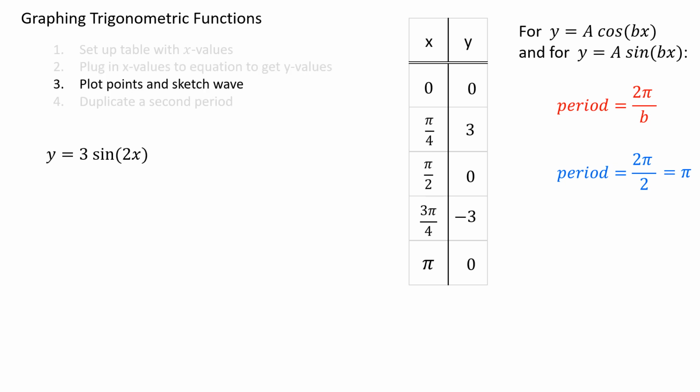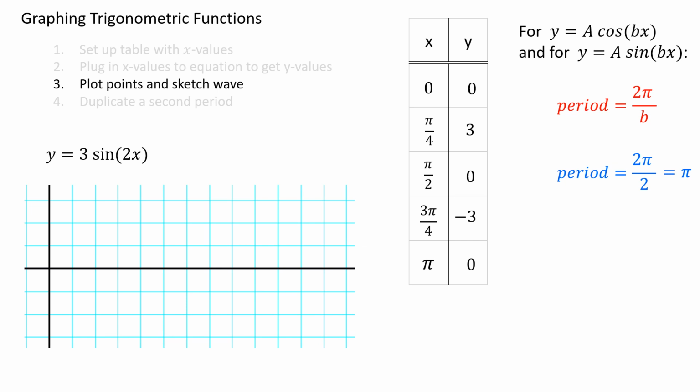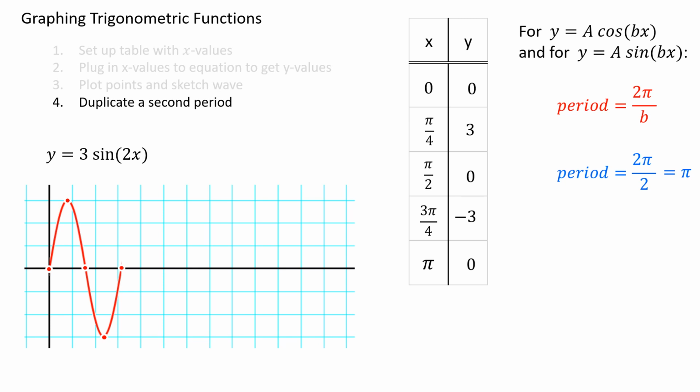Step 3, plot all the points. Remember, when you plot these 5 points, you're going to have to convert the pi expressions into actual decimals to get a sense of where to plot them. Draw the function. Next, duplicate that graph one more time right at the very end of it so that we show 2 cycles.